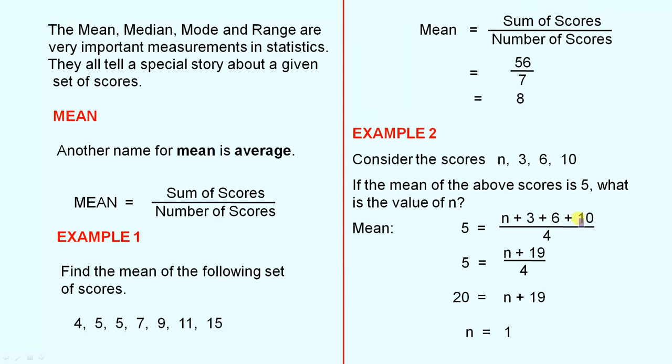The way we simplify the numerator is n plus 19, so 5 is n plus 19 over 4. If we multiply both sides by 4, we get 20 equals n plus 19, therefore n equals 1, because 1 plus 19 is 20. So the value of that score is 1.